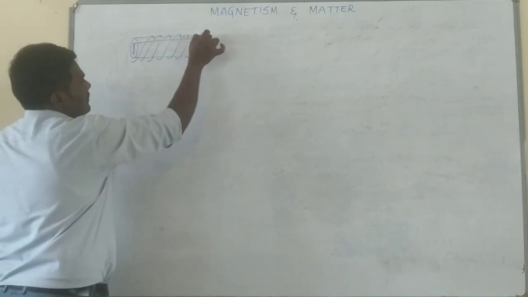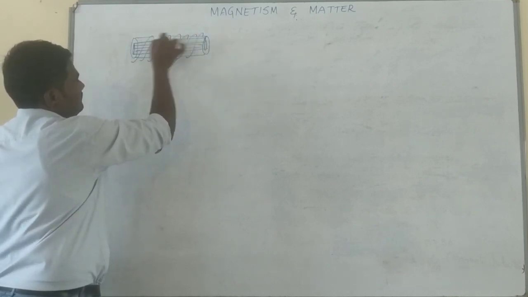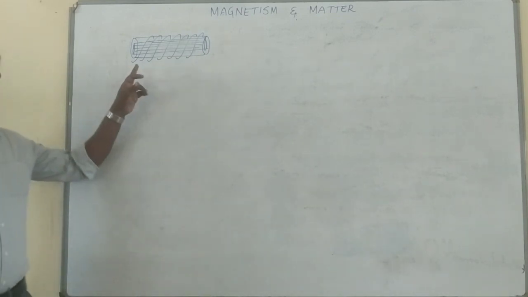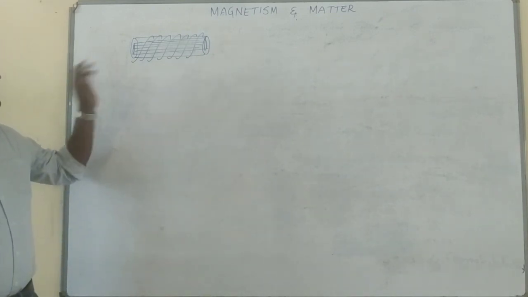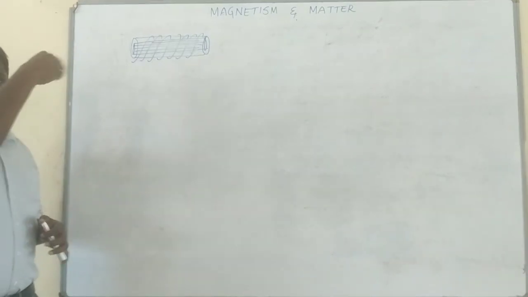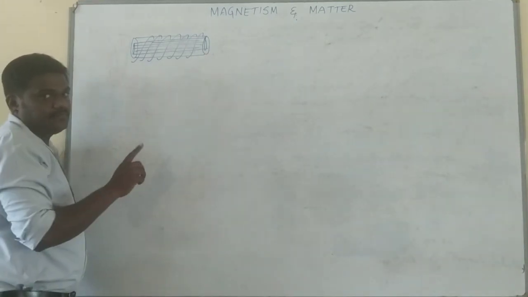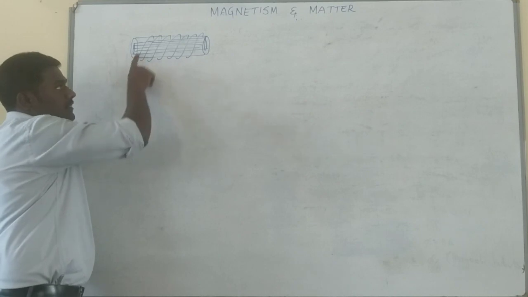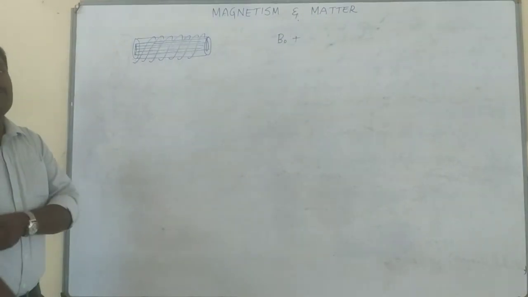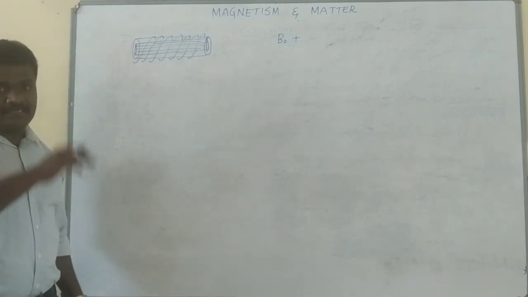Assume the core of the solenoid is filled with some magnetic material. I repeat: I took one solenoid and the core of the solenoid is filled with a certain magnetic material. If you allow a certain current to pass through it, you can expect two magnetic fields. One magnetic field is due to the source, and another magnetic field is produced inside the magnetic material, because that also gets some magnetic moment.